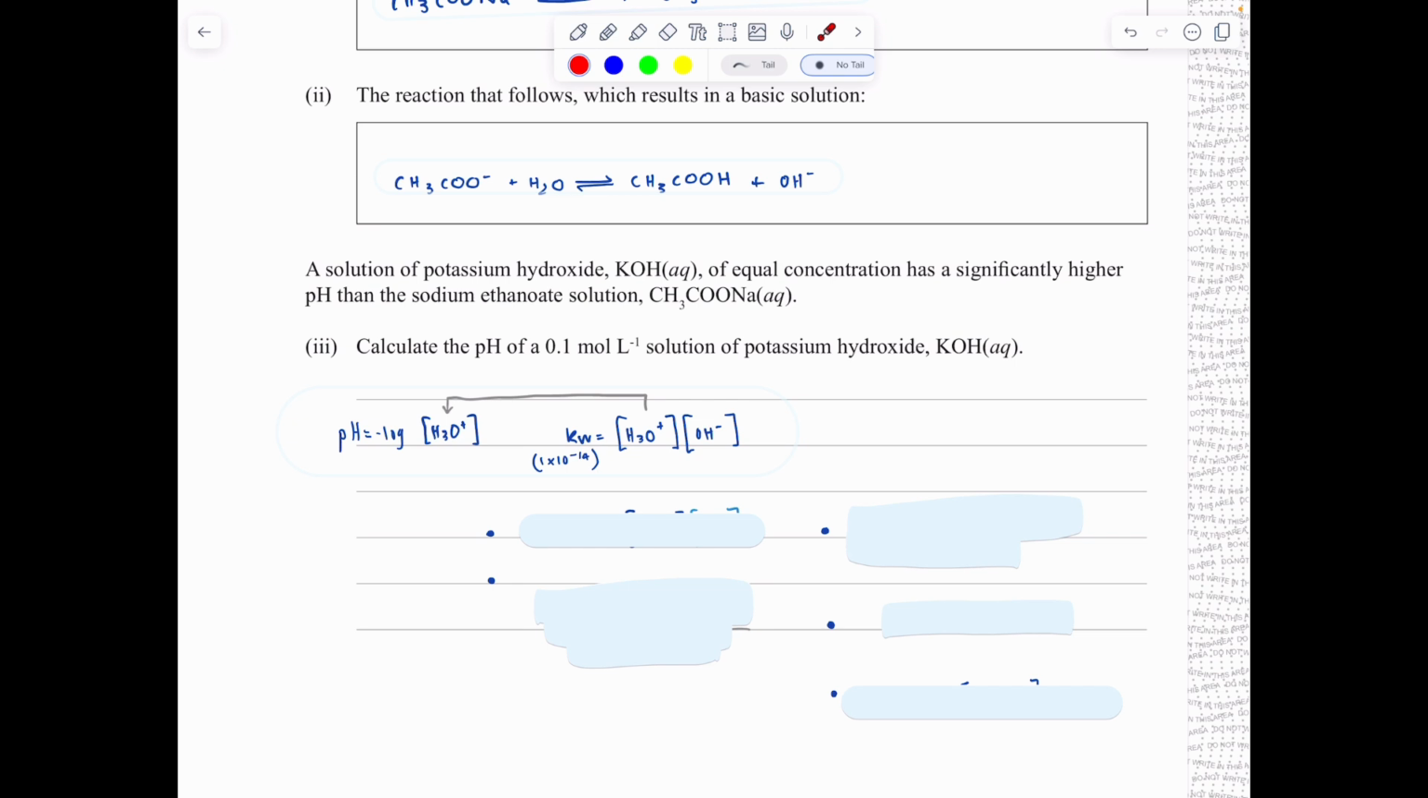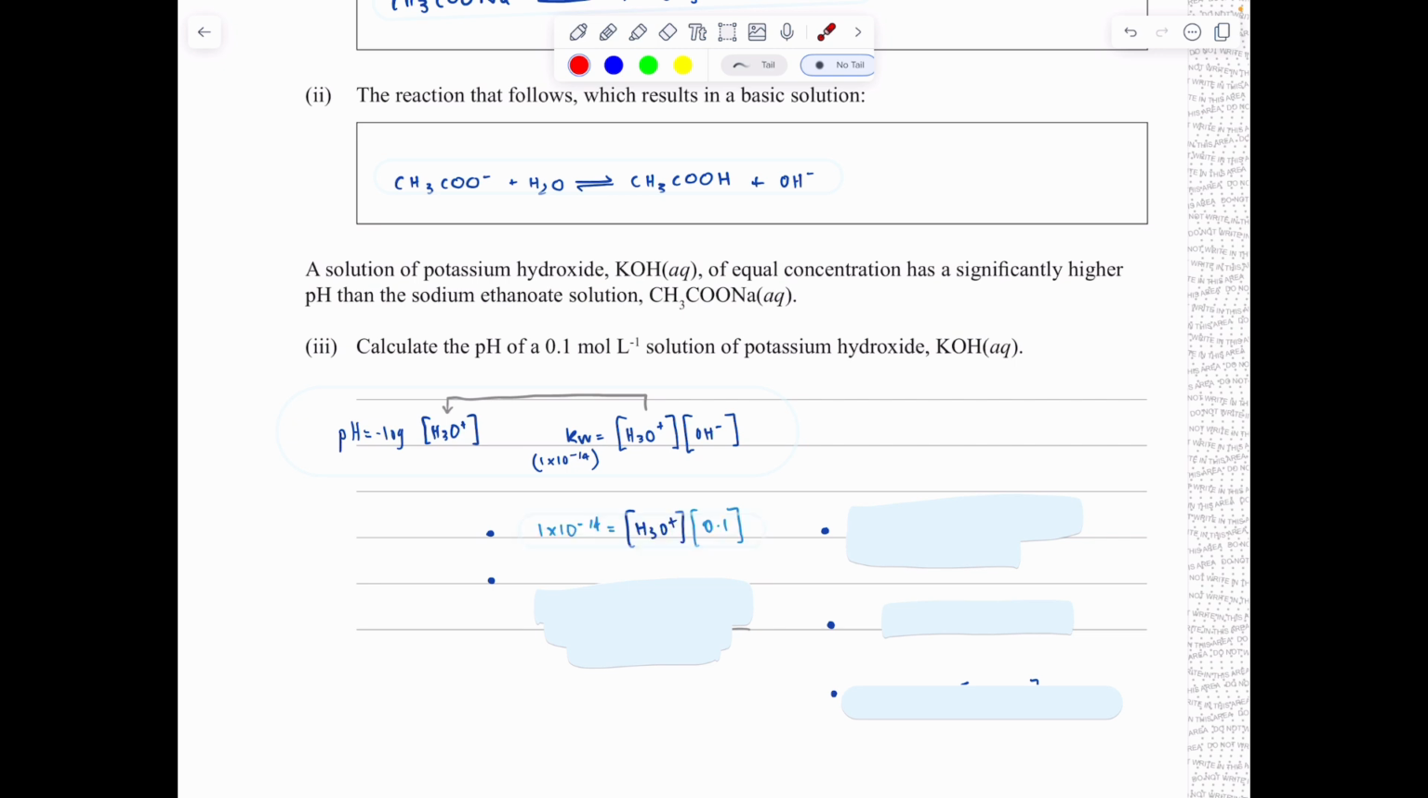So the proportion of these ions equals the KW, which is a constant. It's always going to be 1 times 10 to the power of negative 14. So what we can do is substitute in the OH minus concentration into here. We can substitute 0.1 into here, rearrange to find H3O plus, and then plug it into the H3O plus concentration over here to work out the pH.